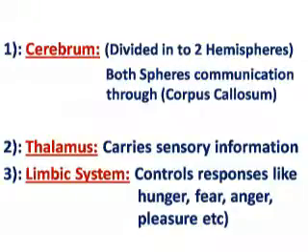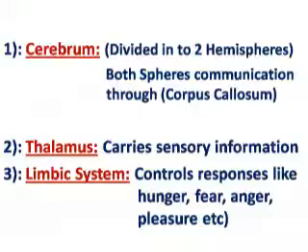As I said earlier, forebrain has 3 main parts: cerebrum, thalamus and the limbic system. Cerebrum is the largest part of the brain. It is divided into 2 halves which are called cerebral hemispheres. These halves communicate with each other by means of a large band of axons which is called corpus callosum. The outer region of the cerebrum is called cerebral cortex. It is thrown into folds and convolutions which increase its surface area.